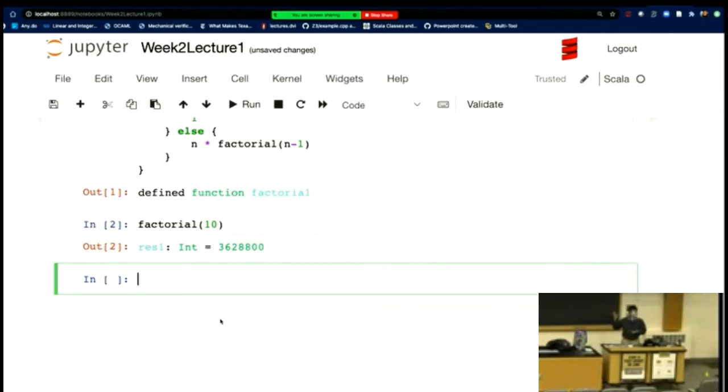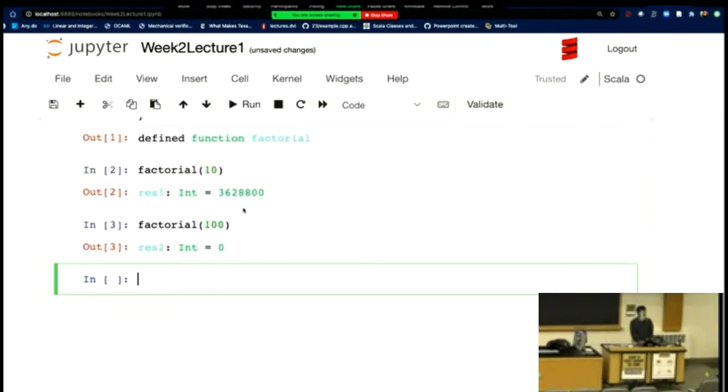This is fine. There are some people who might say, this is not quite fine. This is, by the way, a diversion, okay? What do you think will happen if I did factorial 100? Let's see.